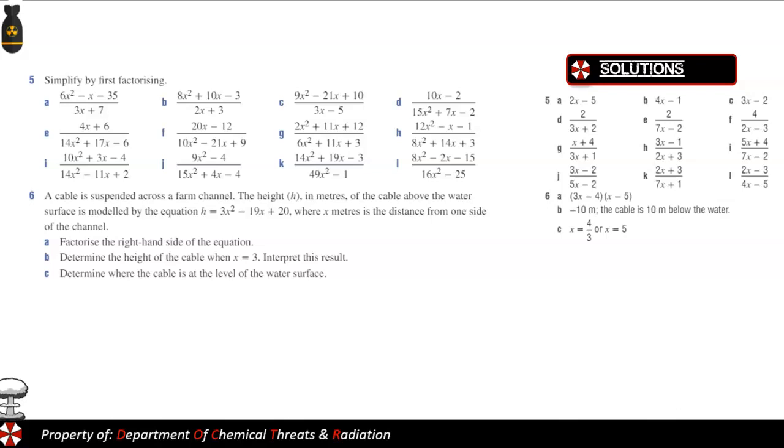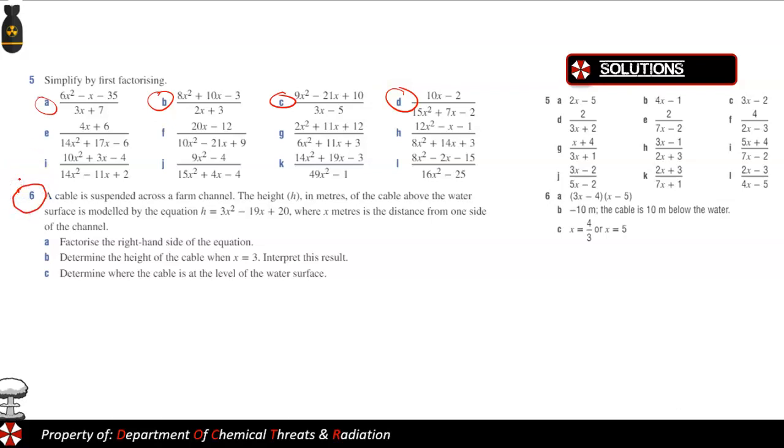Once you've done those questions here, we're now looking at a similar concept. So we're now just simplifying by first factorizing. So in this case, let's just do the first row. So have a go at those, simplify by factorizing, and then now we've got a great worded question.